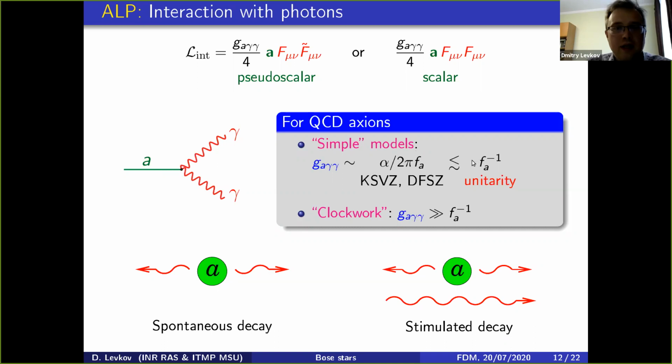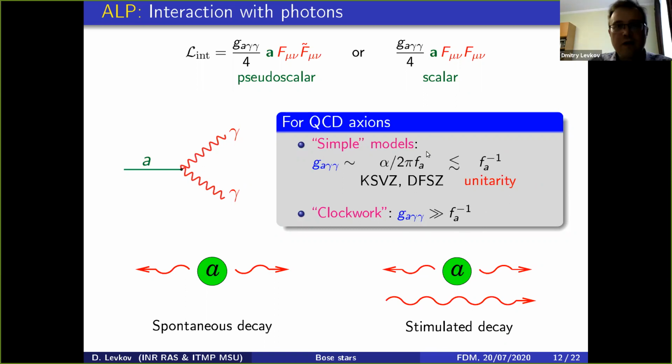But actually, it's tiny only in simple models, and even in simple models, you can change parameters, and the actual bound should be smaller than FA to the -1, where FA is the fundamental scale of axions. In simple models, but there are so-called clockwork models where G_A gamma gamma is much larger than FA to the -1.